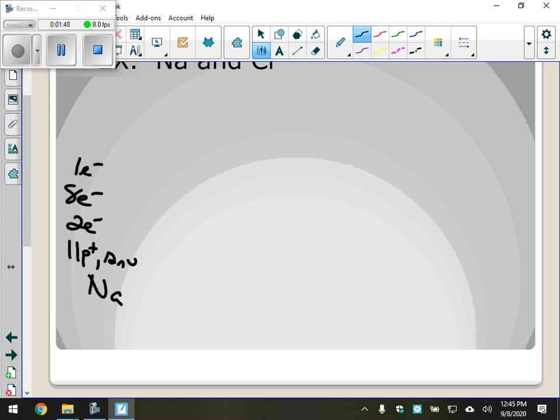This is neutral sodium, no charge, 11 positives. 2, 8, and 1, get a calculator. 11 negatives. So 11 positives, 11 negatives. This is the sodium atom. Okay, and in fact, that's what we call it. We call it the sodium atom. Okay, make sure you write this down.